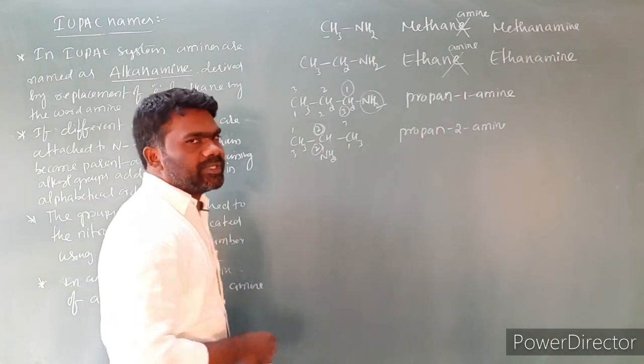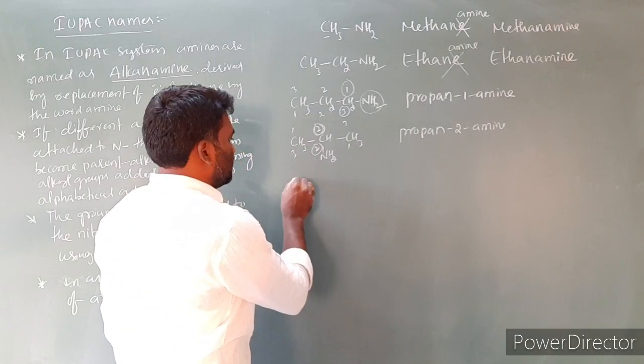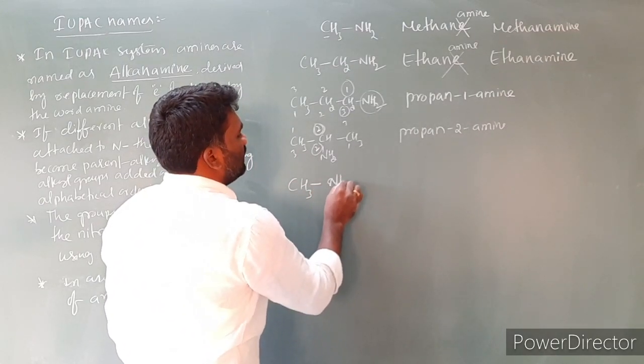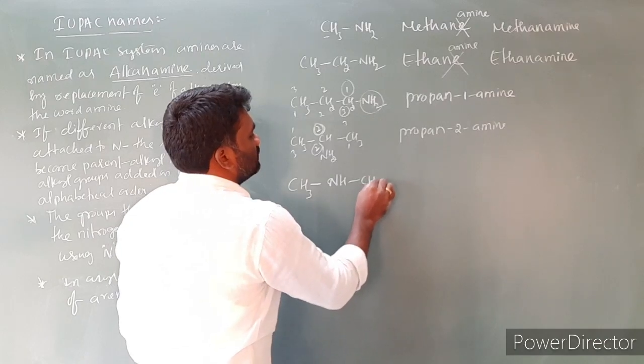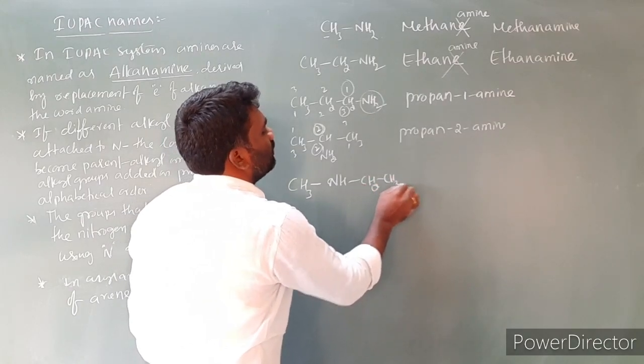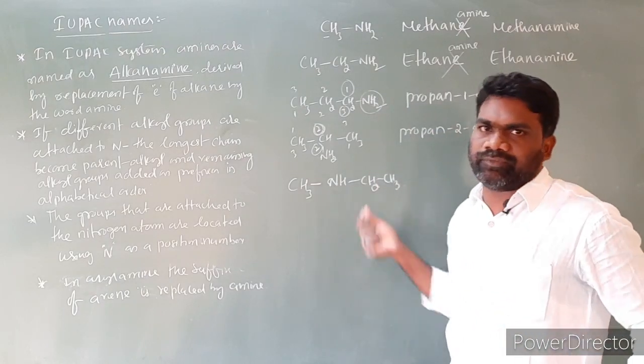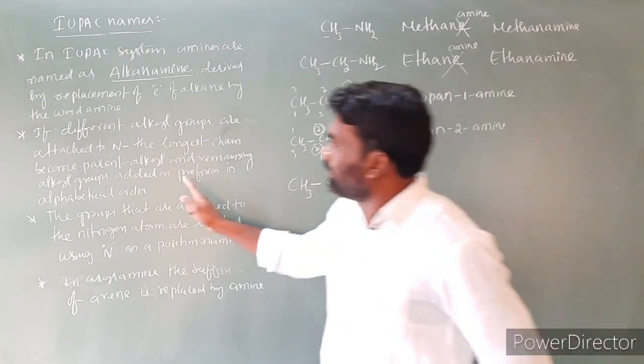Take another example which contains 2 different alkyl groups. I am taking CH3 NH CH2 CH3. Look at this example. Here the alkyl groups attached to this nitrogen are different. In such a case we have to follow this rule.